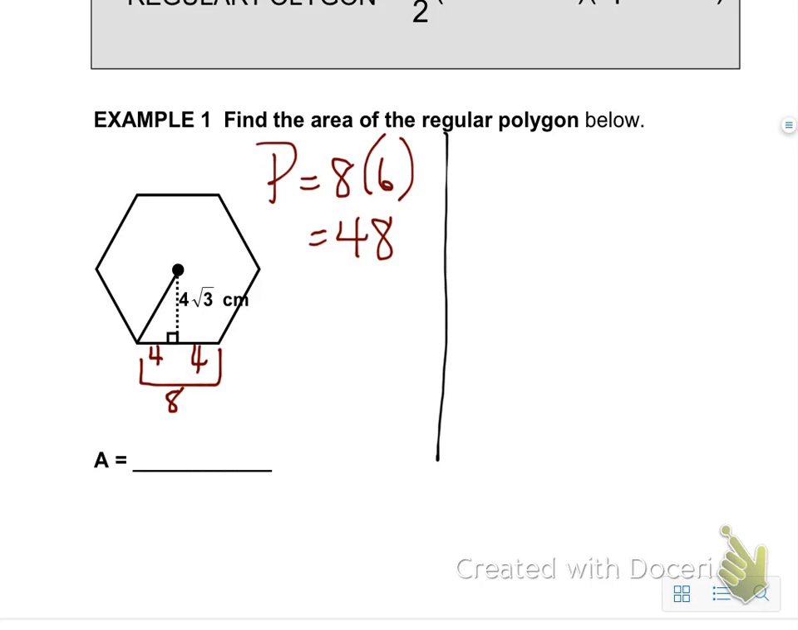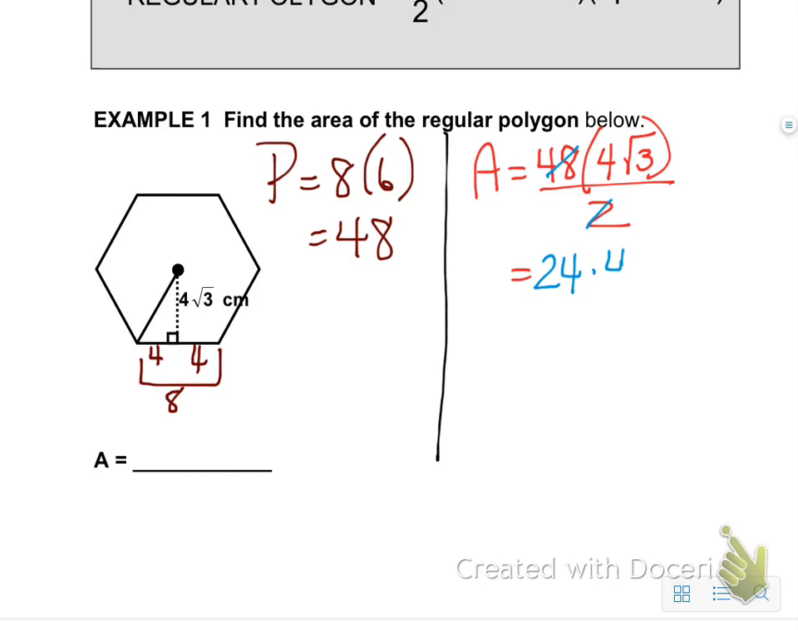Now to find the area, we're going to multiply the perimeter times the apothem, and divide that by 2. So this is where you can multiply 48 times 4 and divide by 2, or you can reduce or simplify first. So I'm going to simplify 48 divided by 2. So now I have 24 times 4 square roots of 3, and 24 times 4 is 96. So the area of our regular hexagon is 96 square roots of 3 centimeters squared.